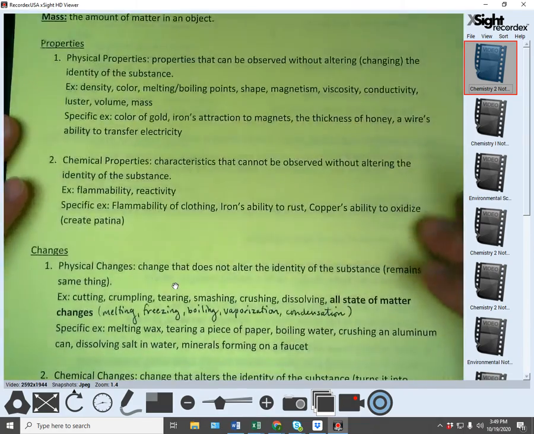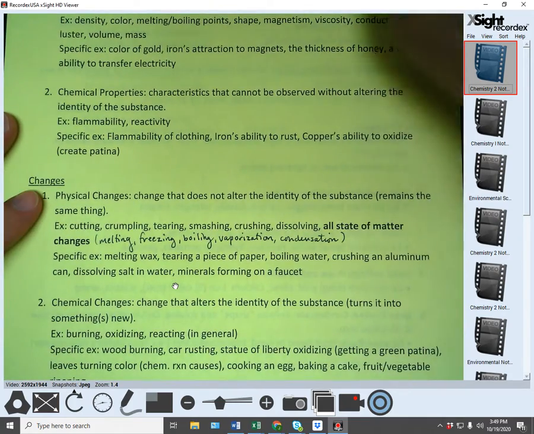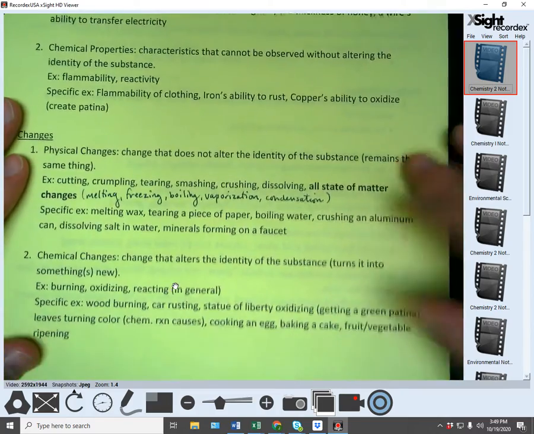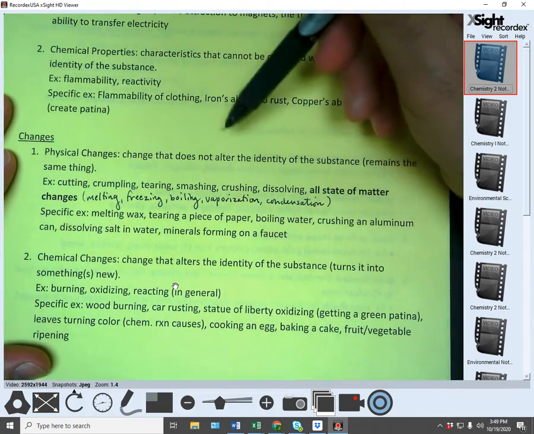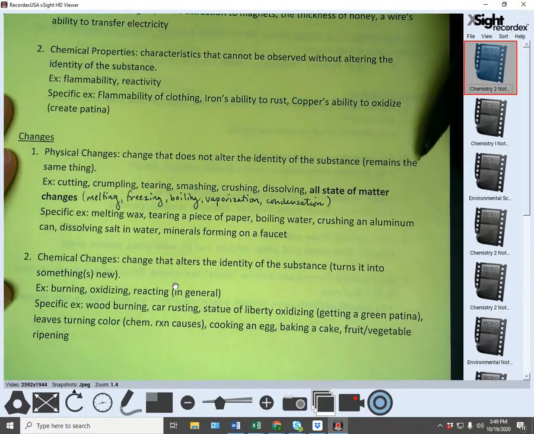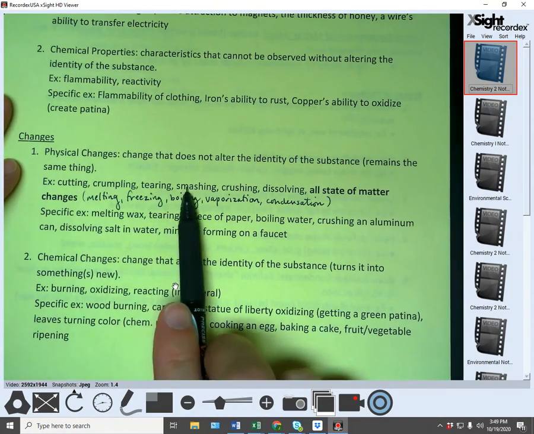All right, on to changes, the actions. Again, splitting it into physical and chemical changes. Physical changes are any action or change that does not alter the identity of the substance. The substance remains the same. So generic examples: cutting, crumpling, tearing, smashing, crushing.